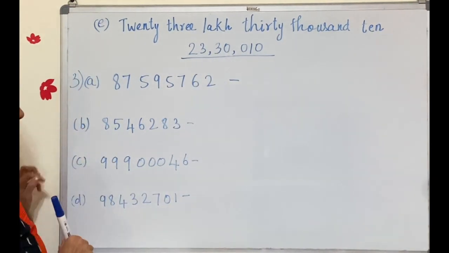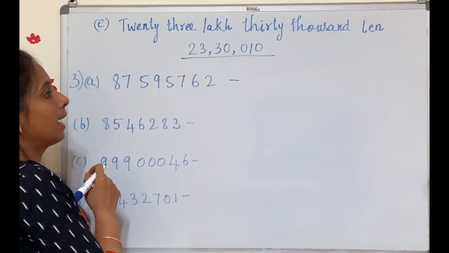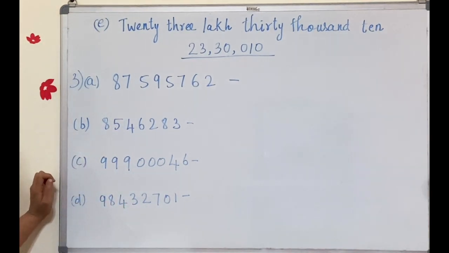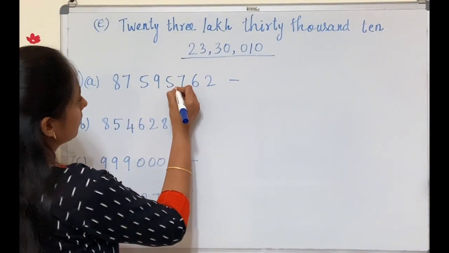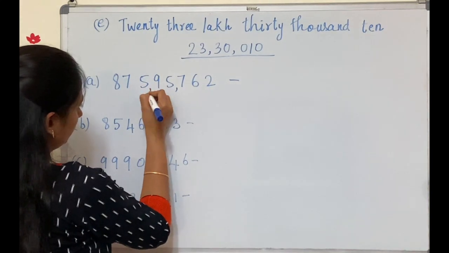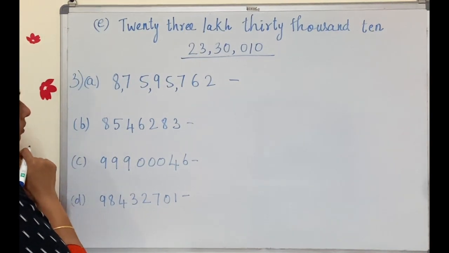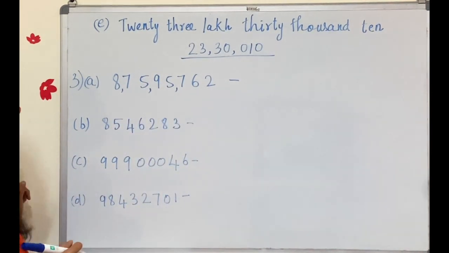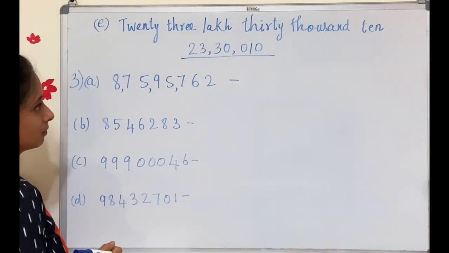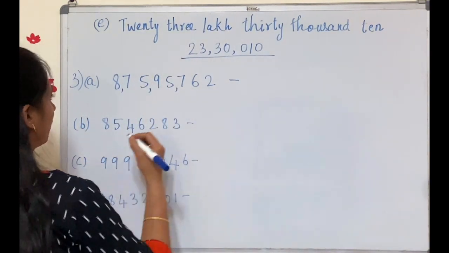Okay, and third question, we have some numbers. We have to place the commas and write the number names according to the Indian system of numeration. Okay, I will place the commas: ones, tens, hundreds, thousand, 10,000, lakh, 10 lakh, and crore. Tarun, can you tell me the number name of this? 8 crore 75 lakh 95,762. Yeah, very good. So I'll write the number name. You just check, okay, whether I'm writing properly.